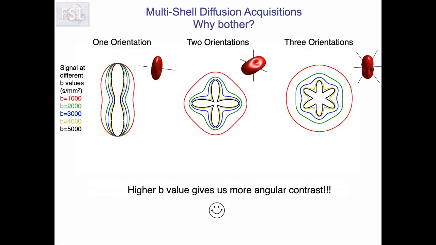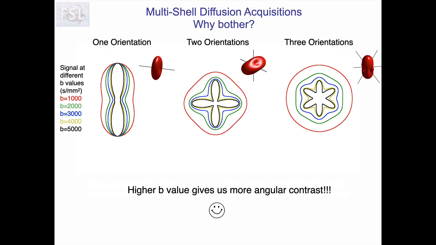So, after discussing how BEDPOSTX estimates fiber orientations, I would like to take a step back and talk again about the acquisition of diffusion MRI data and how we can optimize this to get the best estimate of the fiber orientations. So as you might remember from the previous talk, one of the main variables we had to select when acquiring diffusion MRI data is at which B value do we acquire data. So the B value quantifies how sensitive we are to the diffusion in the direction of the gradient orientation.